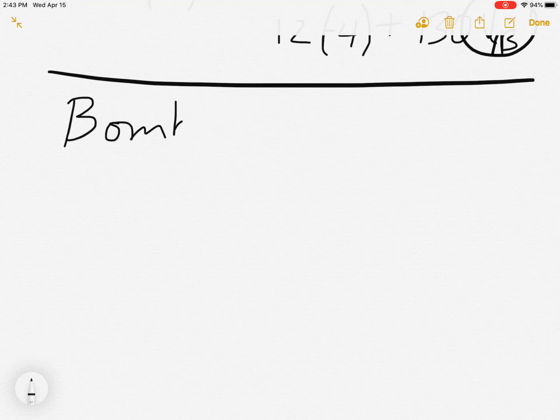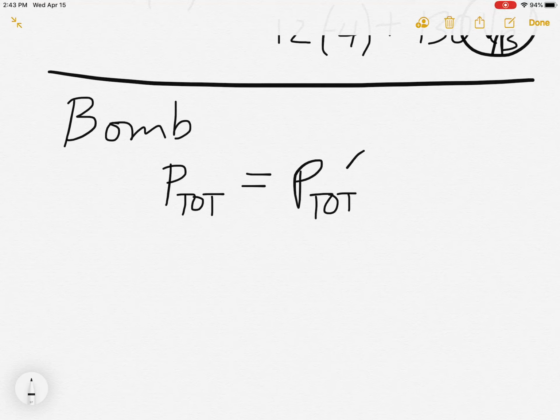Okay, number 2, the bomb. I intended to make an actual video on bomb questions because they're quite common, so I guess this will be it. Here you have the same thing. A bomb is a collision. There's a momentum before and a momentum after. So we're starting off the same way. You'll notice that almost every question starts this way.